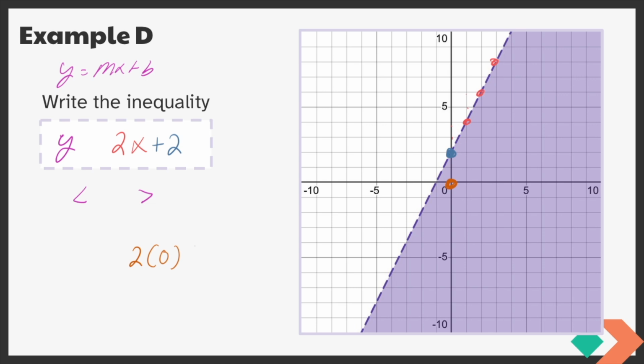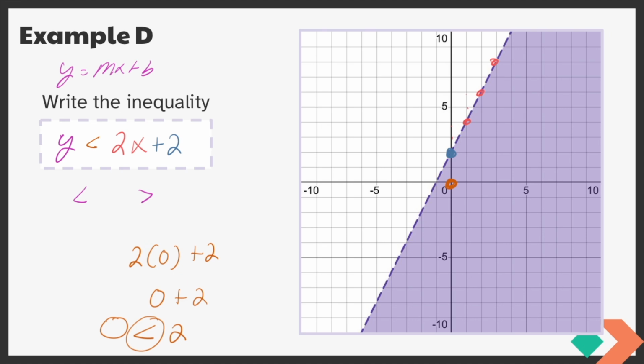So I'm going to take what I do have, which is 2x plus 2, and substitute in a 0 there. So 2 times 0 is 0, 0 plus 2 is going to give me 2. So I end up with 2 on one side and 0 on the other. Now I have to make sure that this is true. Since that is the point that's fallen into the shaded region, I want this to be a true statement. So in order to make that true, 0 has to be less than 2. And since I have less than 2 there, I have to put less than into my inequality.